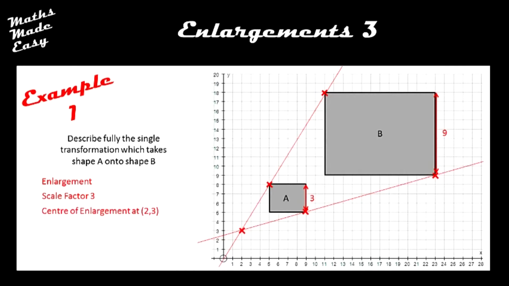Now I could draw ray lines from the other 2 pairs of corresponding points. They would go through the centre of enlargement as well. So I've said that it's an enlargement, scale factor 3, with a centre of enlargement at the point 2, 3.